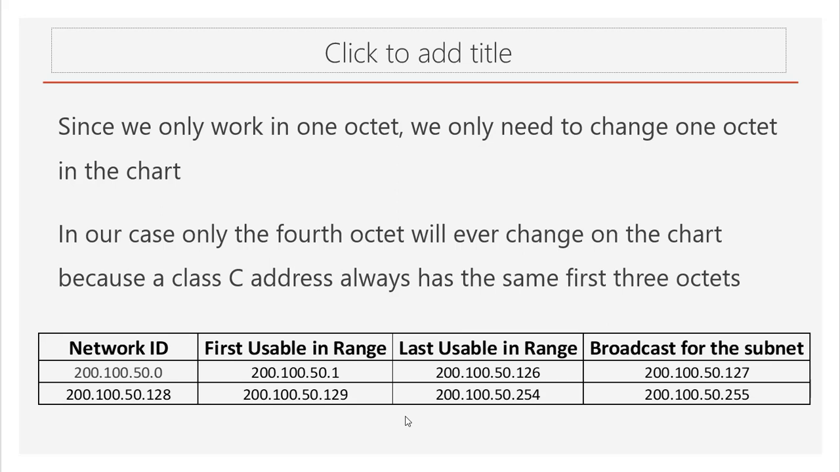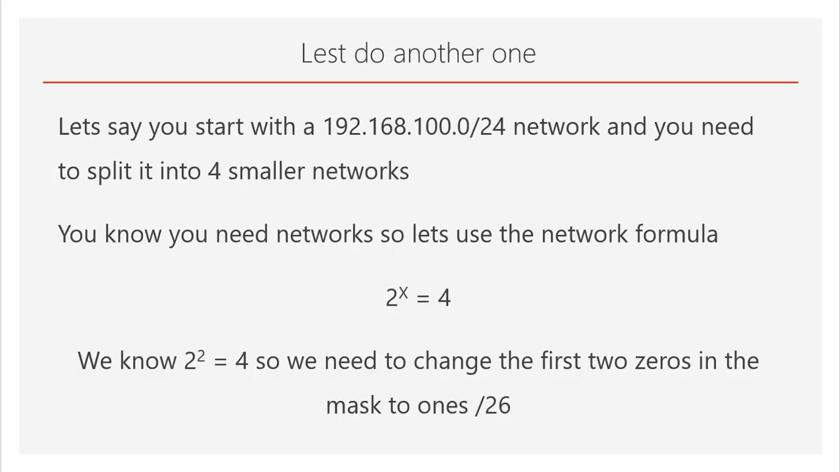Now that you've knocked that out, you can say, hey, what is the 4th usable in the 2nd subnet? Well, if 129 is the first usable, 130, 131, 132. So 200.100.50.132 would be the 4th usable in the 2nd subnet. What's the broadcast of the first subnet? 200.100.50.127. So again, once you have that range chart, it's easy to knock the rest of that stuff out.